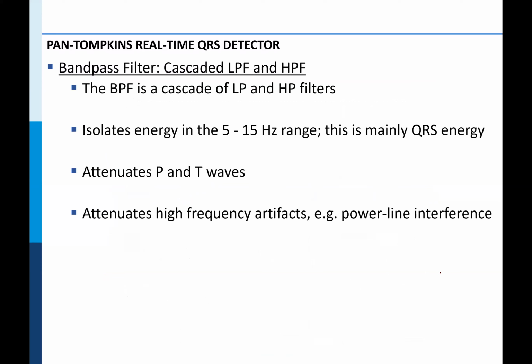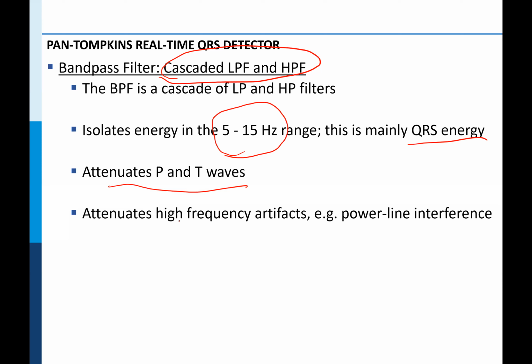Now, the bandpass filter is essentially the cascading of the two filters that we just saw, the low pass and the high pass. Cascading is just putting one filter next to each other as a series combination. And when you do the series combination, you can essentially get the cutoff frequency that you're looking at. So the pass band would be the 5 to 15 hertz range. And in this range, essentially it maximizes the QRS wave. This frequency range also attenuates the P and T waves because they tend to be outside this 5 to 15 hertz frequency range of interest.